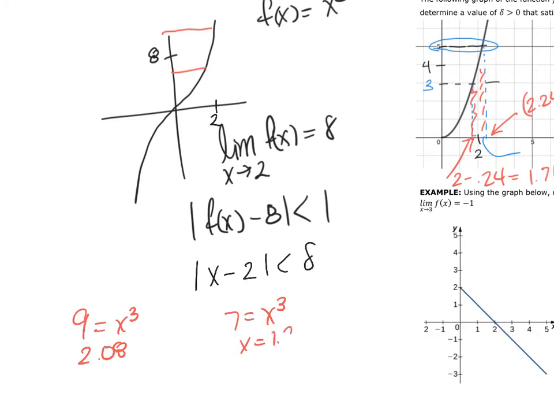When you did 7 is equal to x cubed, what did you all get? 1.91? Okay. So now I'm going to subtract 2 from the upper one, so 2.08 minus 2. And then from the lower one, I'm going to subtract it from 2. Which one of these is the smaller number? 0.08. You all agree that 0.08? So the appropriate delta for this is 0.08, because it's the smaller of those two values.